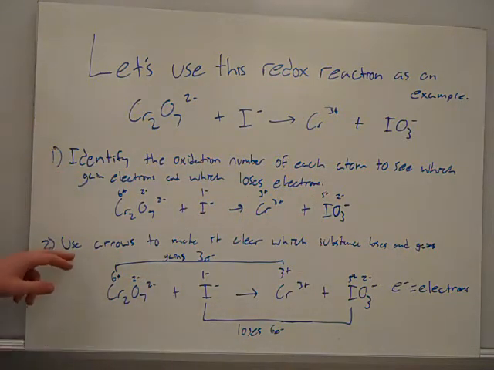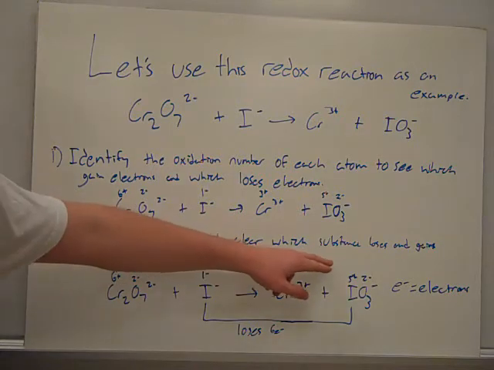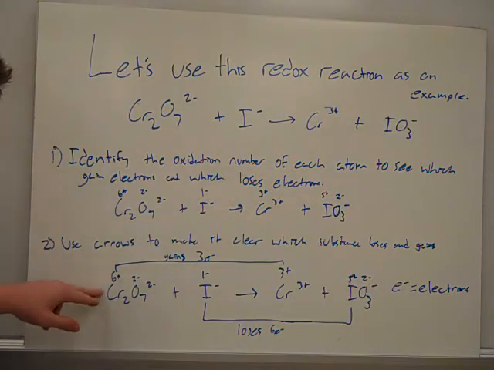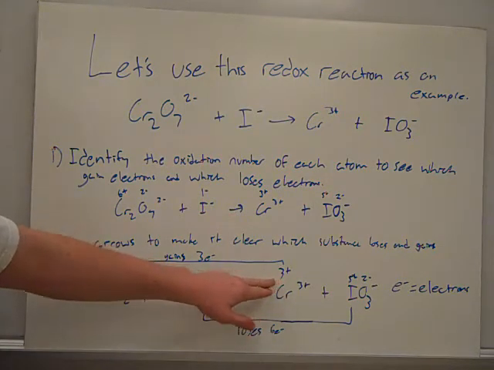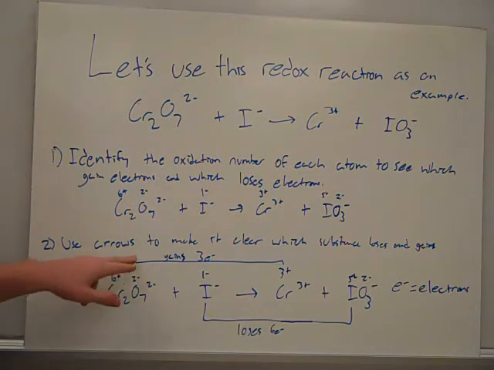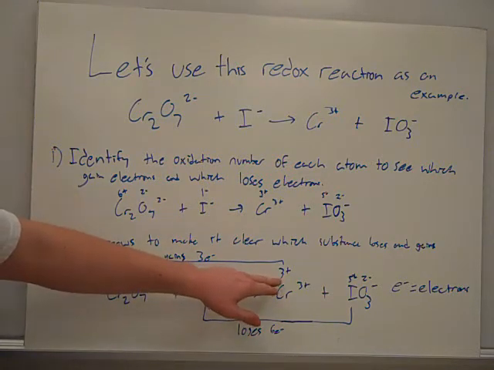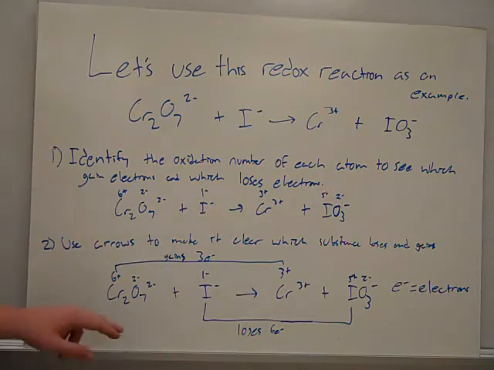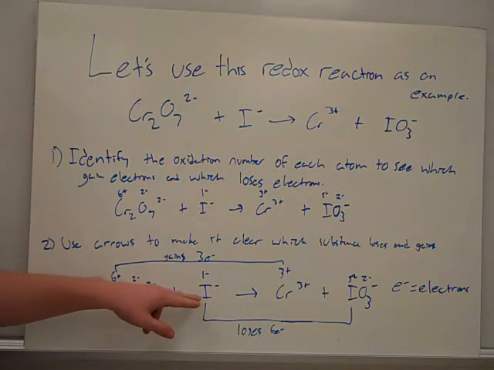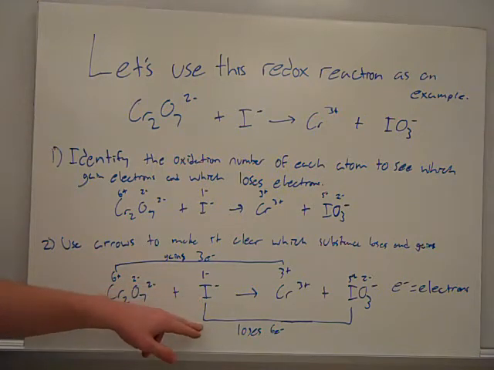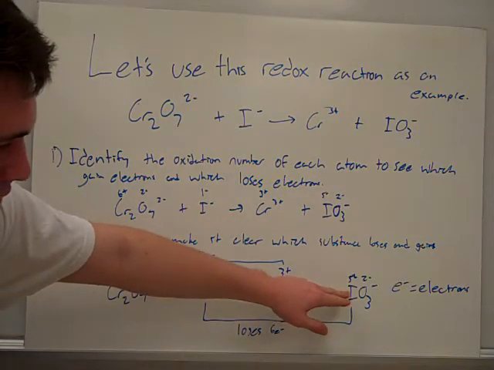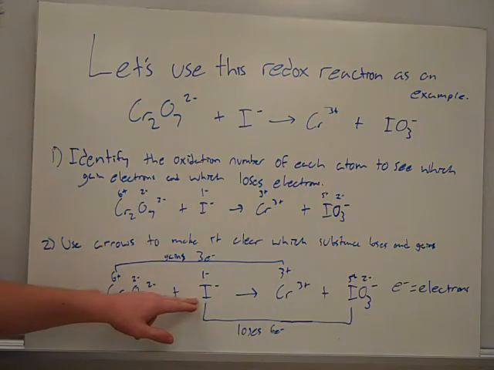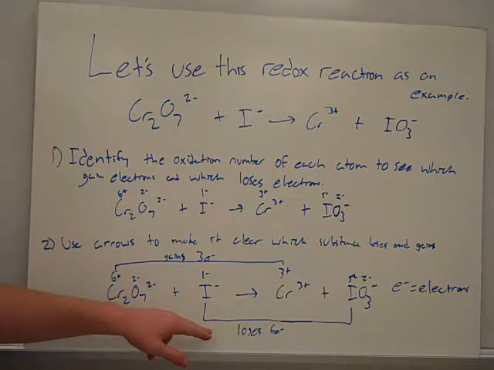Step 2, use arrows to make it clear which substance loses and gains. Here we see that the chromium is 6 plus, and over here it is 3 plus. So we know that the chromium gains 3 electrons to get to the 3 plus charge. The entire dichromate ion is known as the oxidizing agent. Here, the iodide ion, 1 minus, loses 6 electrons to get to the 5 plus charge. This iodide is the reducing agent.